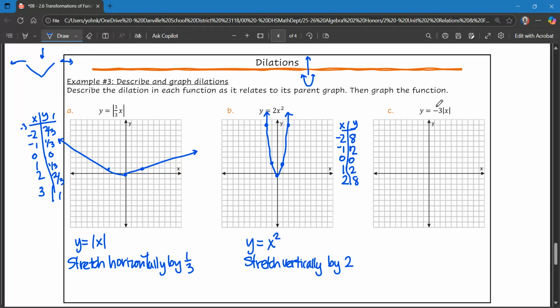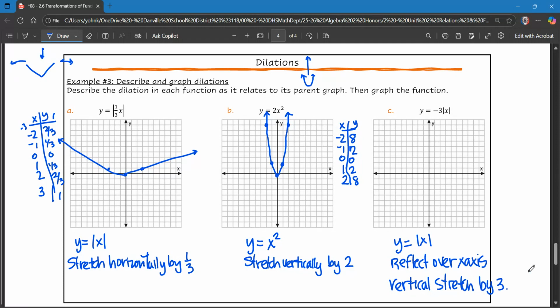Okay, letter C, y equals -3 absolute value x. So our parent function is the absolute value function. The negative on the outside, if you remember, is a reflection over the x-axis. The 3 on the outside is just like the 2 was on the outside. That's a vertical stretch by 3. So let's make an xy table and see if it's reflected and stretched.